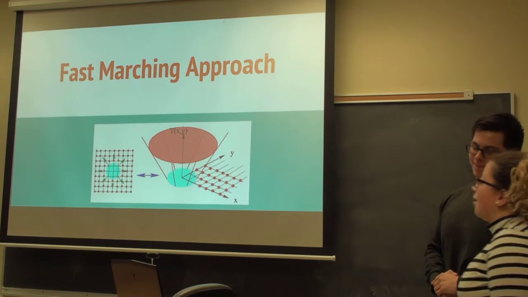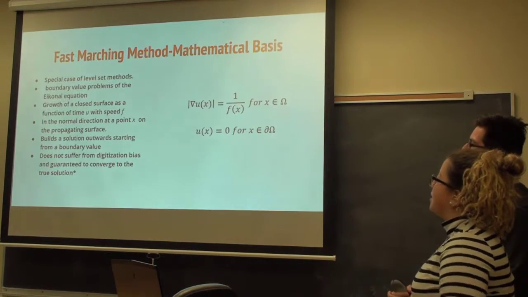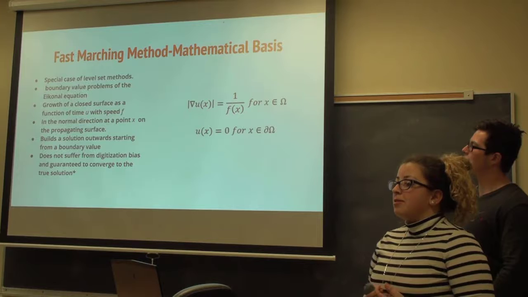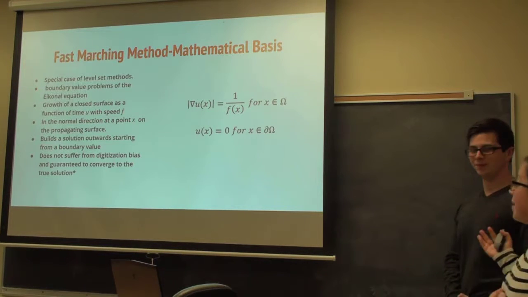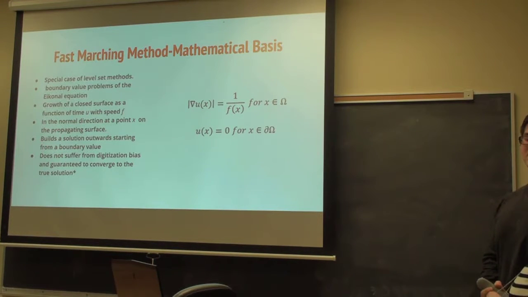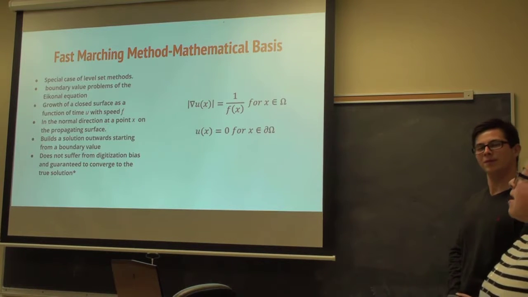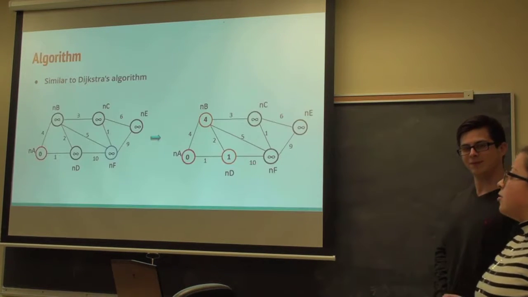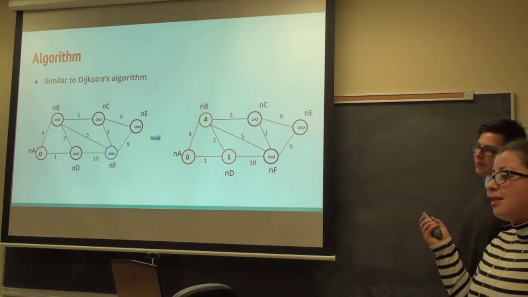So now we're going to talk about the fast marching method. The mathematical basis of this is actually quite complicated, so we're not going to go really in depth into it. But from what I understood, this method is very similar to, how do you pronounce this thing?